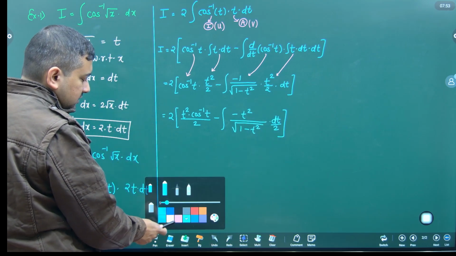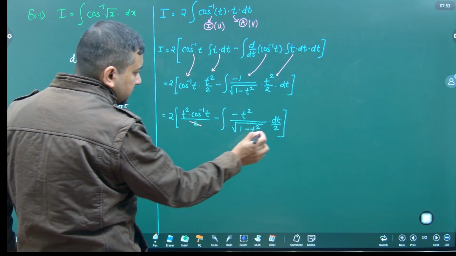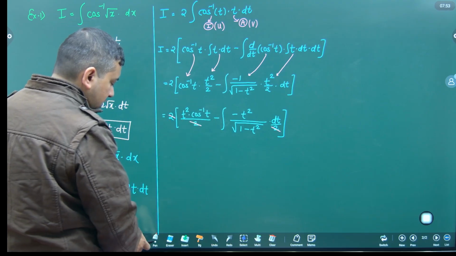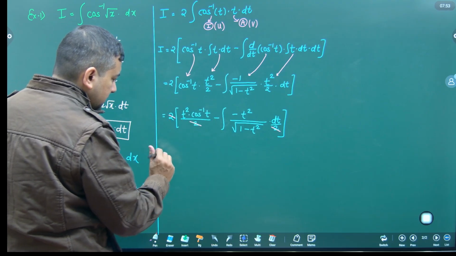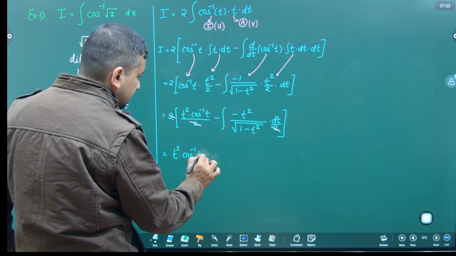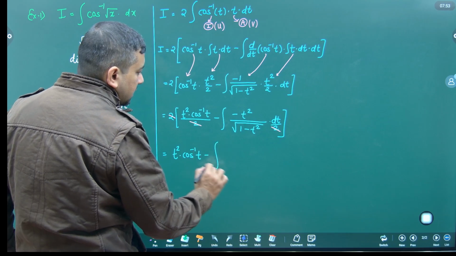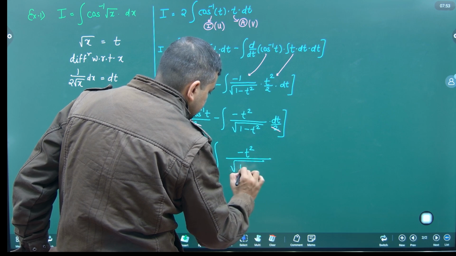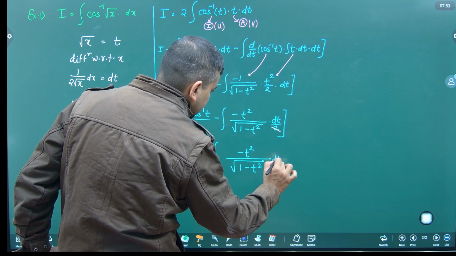So you can cancel these two. This 2 will get cancelled with this when you are multiplying with 2. So what do you have now? The terms remaining are integral t square into cos inverse t minus. Now to find the integral of this, we need to adjust the term. How will you adjust the terms here? This is what we need to find out.